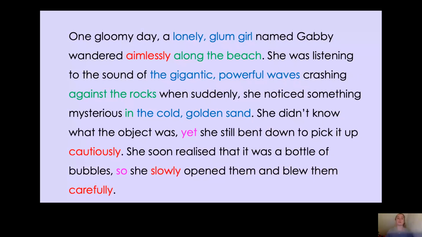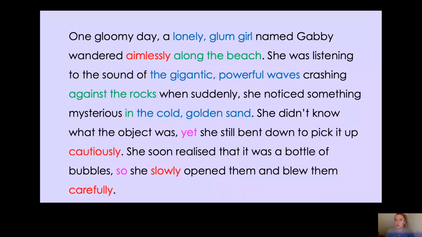So, one gloomy day, a lonely glum girl named Gabby wandered aimlessly along the beach. She was listening to the sound of the gigantic, powerful waves crashing against the rocks, when suddenly she noticed something mysterious in the cold, golden sand. She didn't know what the object was, yet she still bent down to pick it up cautiously. She soon realised that it was a bottle of bubbles, so she slowly opened them and blew them carefully.